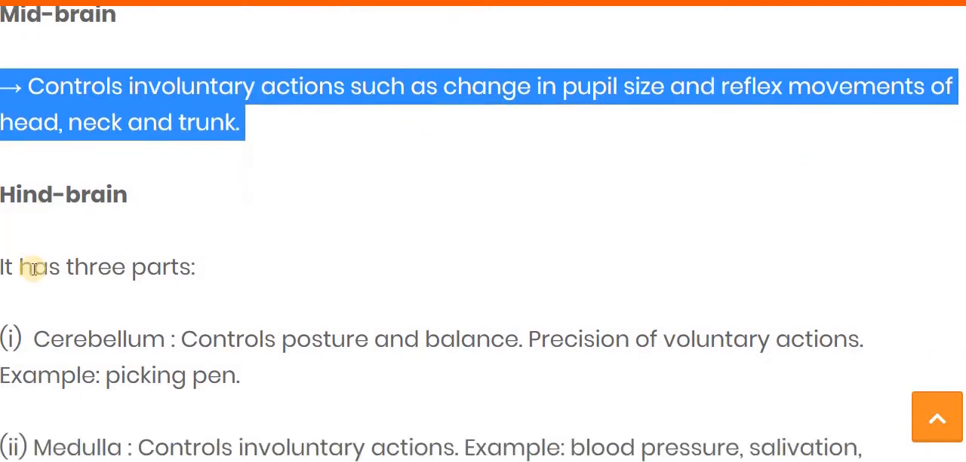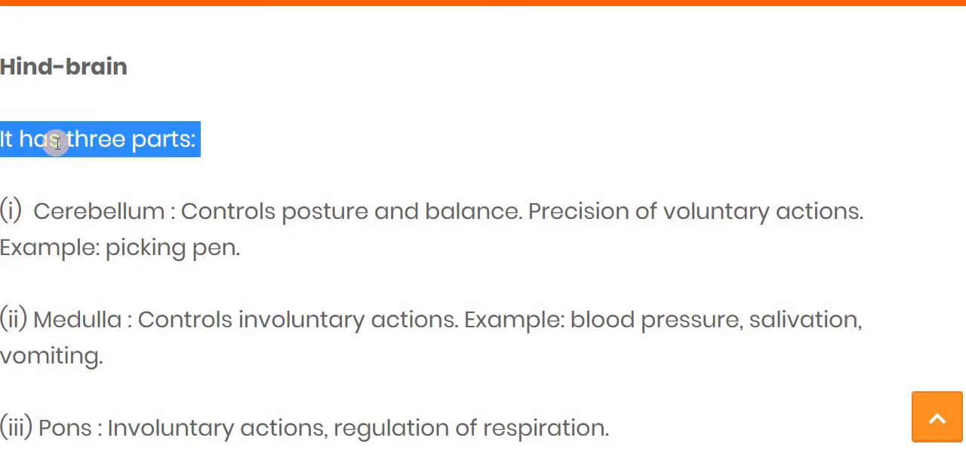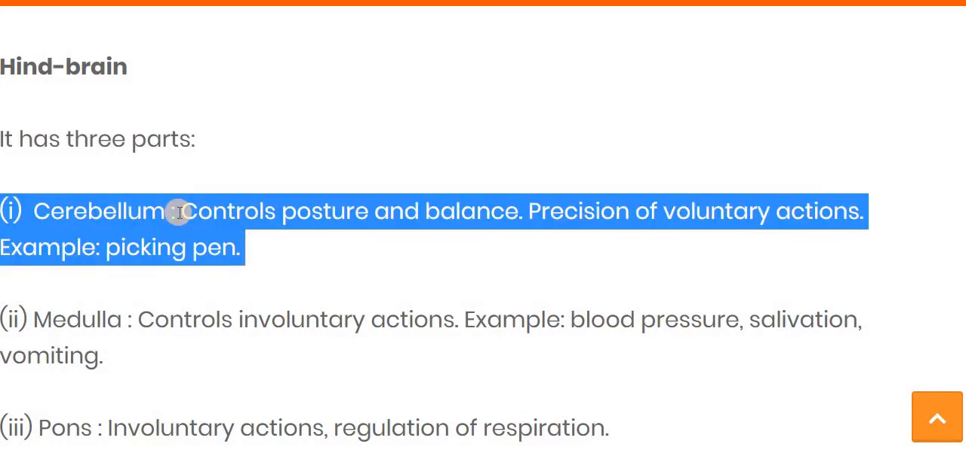Now let's talk about the hindbrain. The hindbrain has three parts, as I told you and as I described in the figure as well. It is divided into three parts: cerebellum, medulla oblongata and the pons. The function of the cerebellum is to control the posture and gesture of the body, meaning it helps to balance our body, and the precision of voluntary action, for example, picking up a pen.